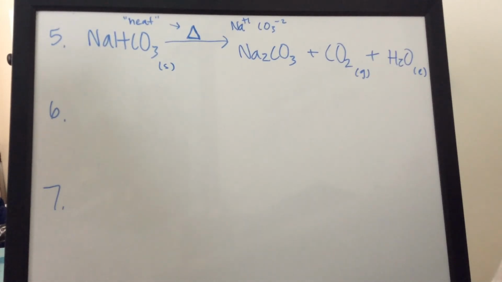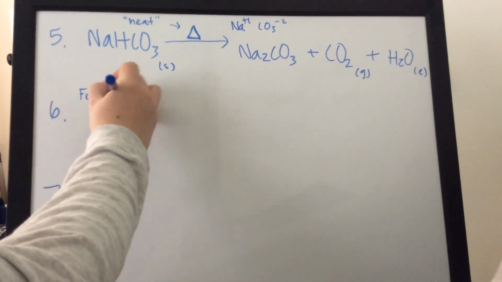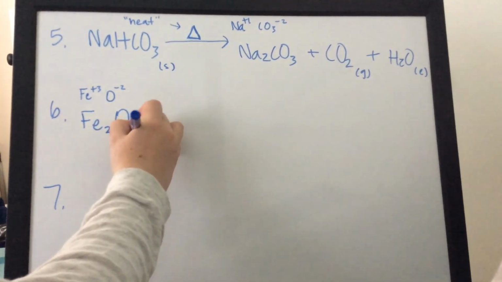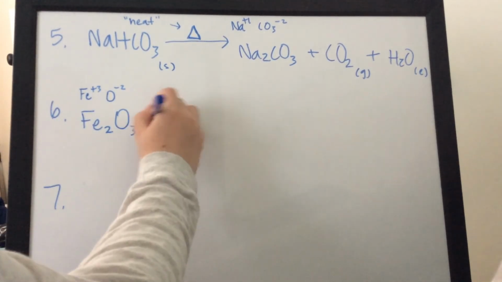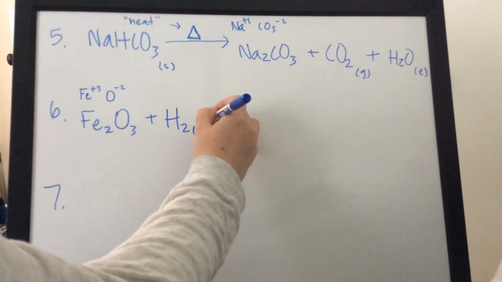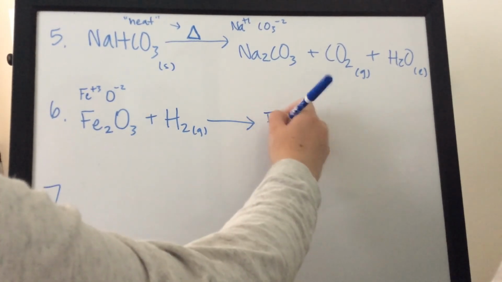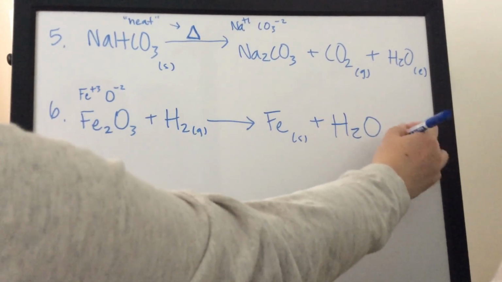All right, 2 more. Number 6, iron 3 oxide reacts with hydrogen gas to produce solid iron metal and water. Okay, iron 3 oxide, so Fe plus 3, oxygen minus 2. So this is going to be Fe2O3. They don't tell me state of matter on that either, so I'll just leave it off. It reacts with hydrogen gas, that's H2, to produce solid iron metal, well that's just iron, and water, H2O, liquid, done.